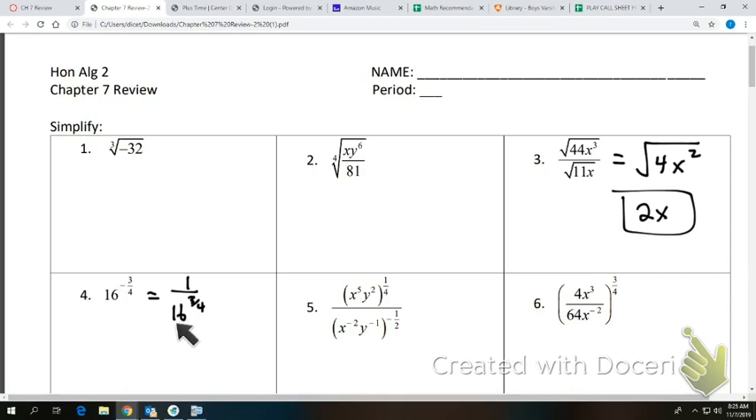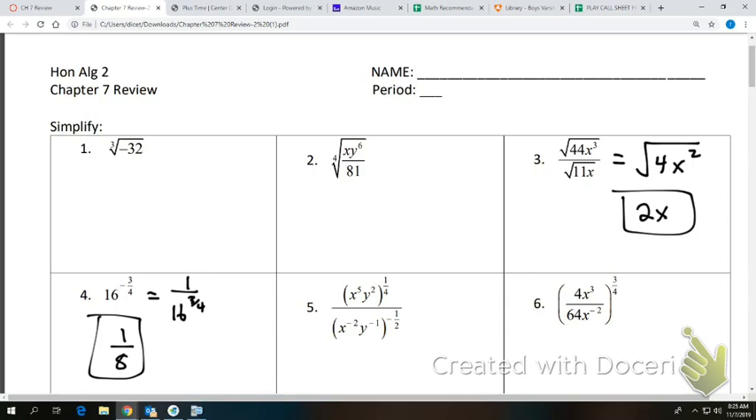4. No, the square root of 16 is 4. What's the 4th root of 16? 2. What's 2 cubed? 8. So our answer is what? 1/8. It needs to be that easy, guys. Okay, it needs to be that easy.